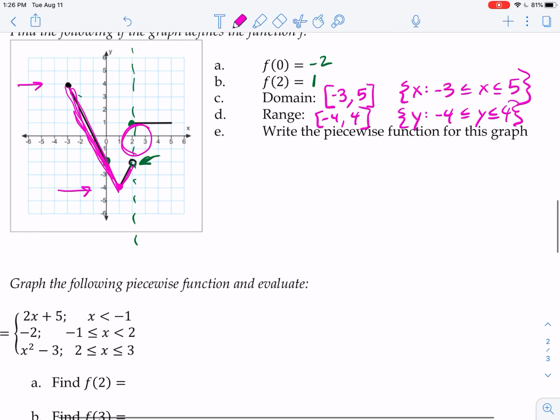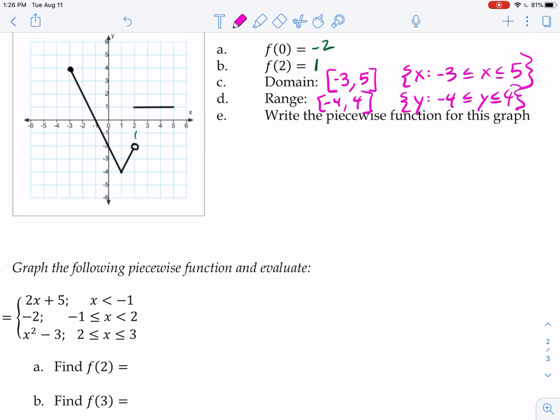Okay, next thing, write the piecewise function for this graph. You know what, I'm going to clean this up a little bit. Okay, sorry. Okay. Write the piecewise function for this graph. So I think the absolute value one is a little bit more interesting, so we're going to do it that way, but you could write it as 2 linear functions.